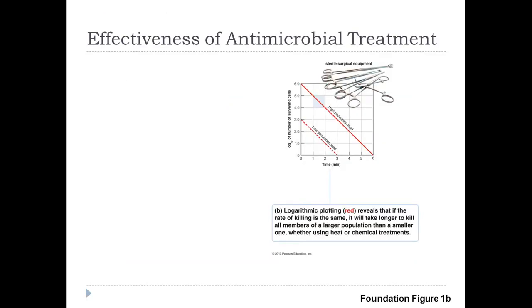There are factors that have an effect on the death rate of microorganisms. The number of microbes: the more microbes you have, the more time it will take to get rid of the entire population. If we look at this picture, we'll see the number of cells over time. If we have a higher population load, it's going to take much longer to kill them versus a low population load, which will die much faster.